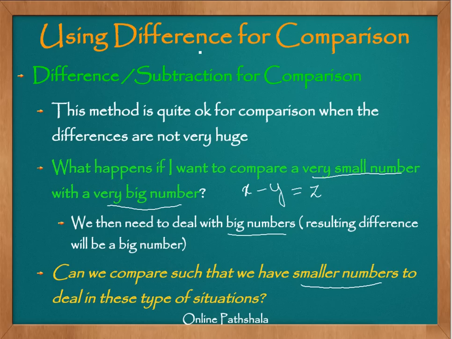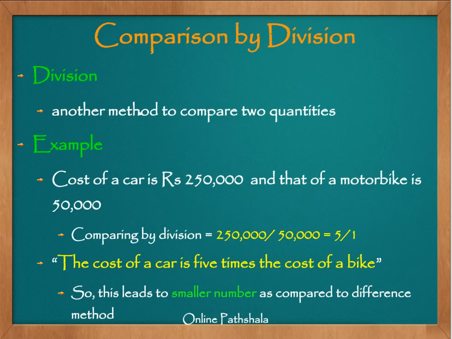So what is the other way of taking a difference? Now if you know, division is nothing but repeated subtraction. So we may try division, and therefore the second method that we can use to compare quantities is by dividing. So it is another method to compare two quantities. Now let us take straight away an example. So we know that the cost of a car is 250k or 2,50,000 rupees, and that of a motorbike is just 50,000.